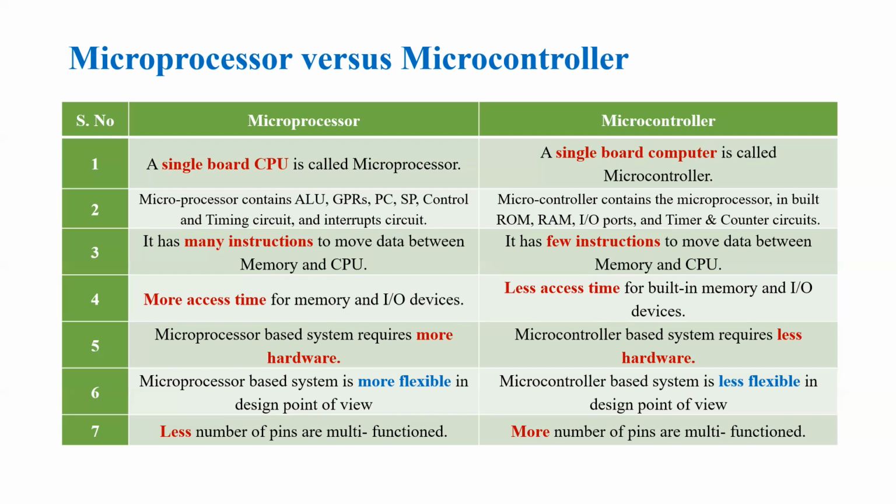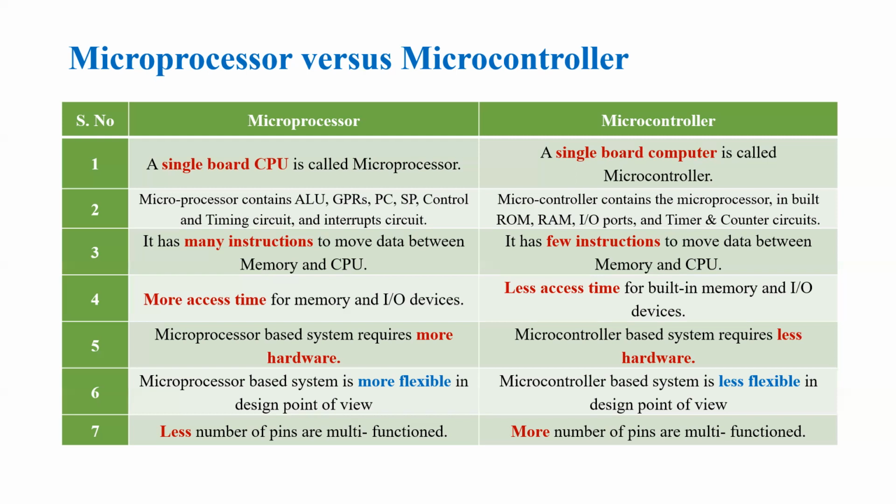Coming to the seventh point, I'm not going to the 6th point first, I'll go to the 7th point. The 7th point indicates that fewer pins are multifunction in the case of a microprocessor. That means the signals which are available in your processor, those pins have dedicated functions. Only some of the signals have dual function. That means such type of signals count is less. Once you have fewer multifunction signals, then automatically fewer operations we can perform.